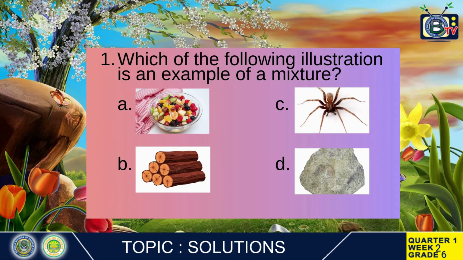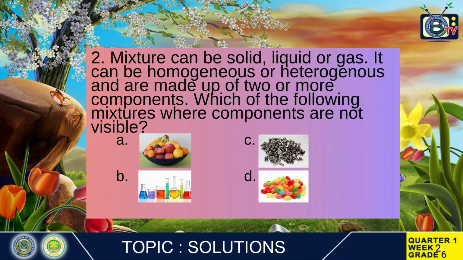Number 1. Which of the following illustrations is an example of a mixture? A. Fruit salads. B. Logs. C. Spider. D. Rocks. Number 2. Mixture can be solid, liquid, or gas. It can be homogeneous or heterogeneous and is made up of 2 or more components. Which of the following mixtures has components that are not visible? A. Fruits. B. Solutions. C. Nuts of screw. D. Jelly beans.